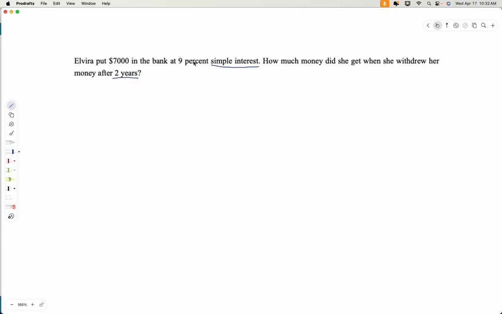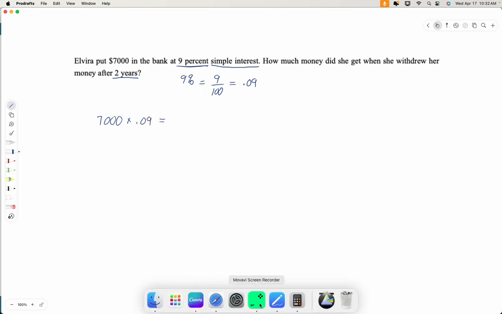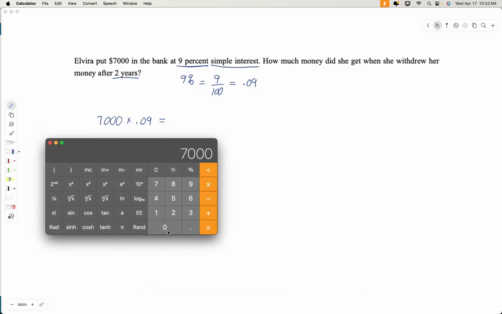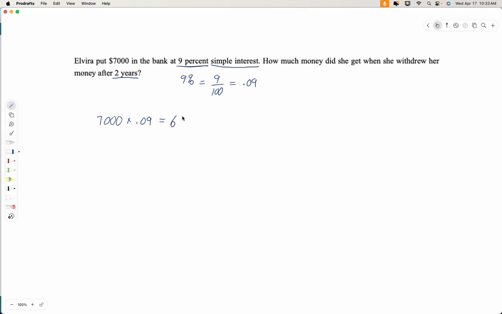So 9%, when you have 9%, in order to multiply that, we have to turn that into a decimal. Well, that means 9 out of 100. When we divide that, we get 0.09. So that 0.09 is what we're going to multiply by 7,000. So 7,000 times 0.09. Let me pull up my calculator here. That's $630. Okay, so that's 630.